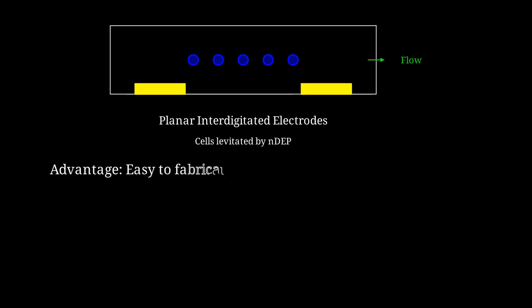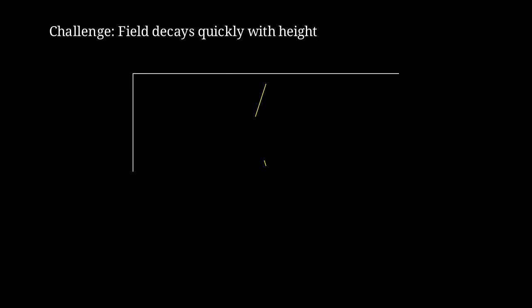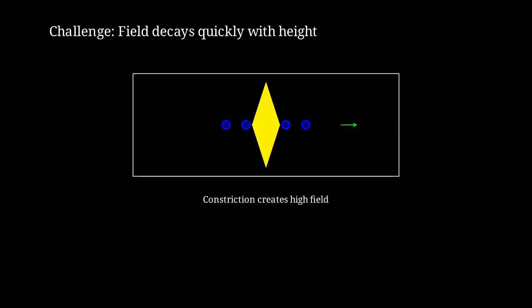The advantage of planar electrodes is that they're relatively easy to fabricate using standard photolithography techniques. The challenge is that the electric field decays exponentially with distance from the electrodes. The DEP force is weak far from the electrode plane. 3-dimensional electrode structures, like this constriction geometry, create strong field gradients throughout the channel height. This is much more effective for particle trapping.